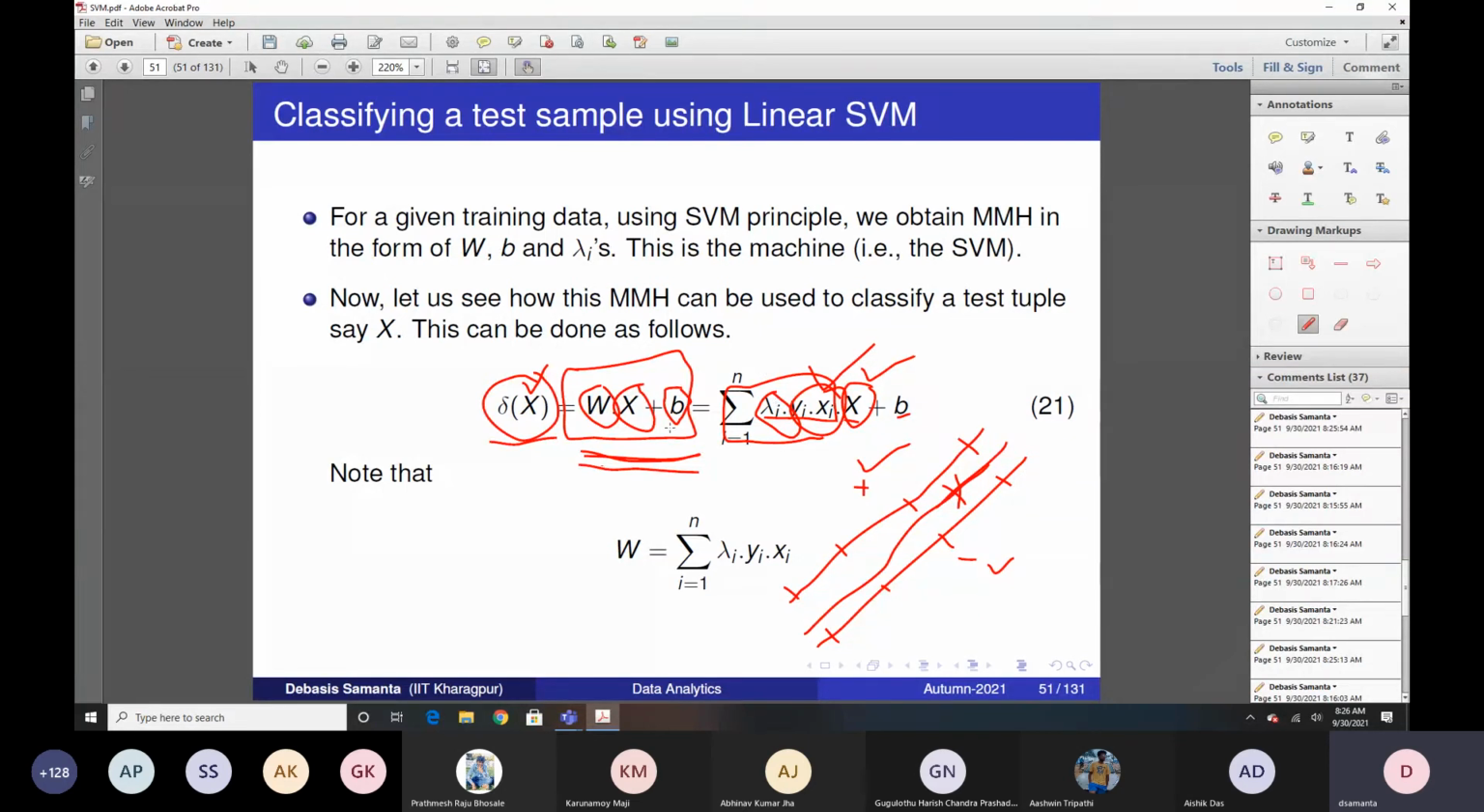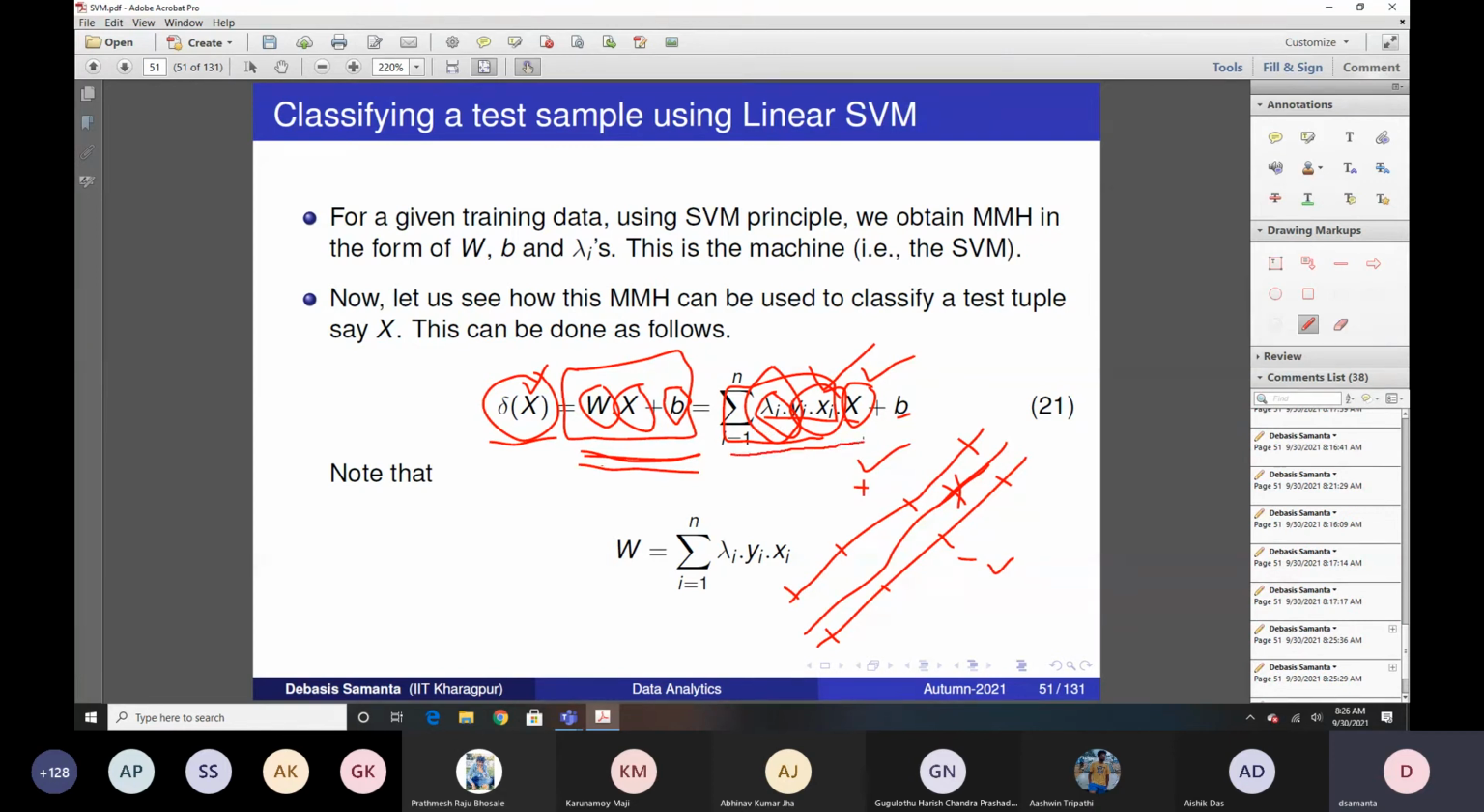And here, in order to have this decision, we know that the lambda I values need to be known beforehand. Now, as I said, how many sum terms will there be? Only those sum terms for which lambda is non-zero. And already I told you that out of 500, maybe 5 to 10% are the support vectors for which lambda is greater than 0. So there are actually only 5 to 10% terms in this sum.